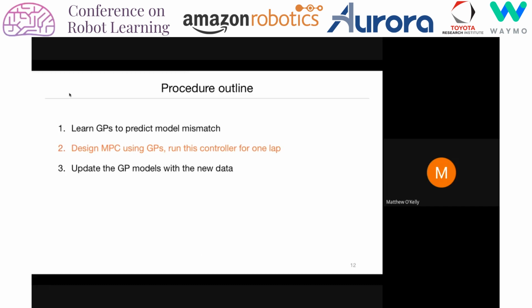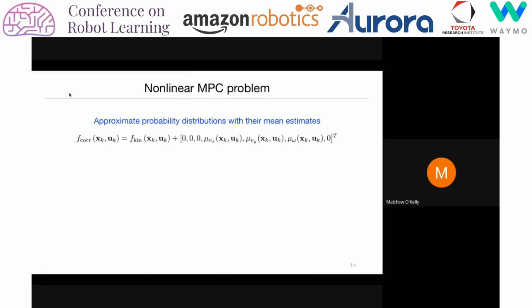Thus, we move to our second step, designing the controller. The MPC uses the corrected model, which is a combination of the e-kinematic model and the GP correction. To reduce the computational complexity of real-time optimization, we approximate the GP models by their mean estimates.